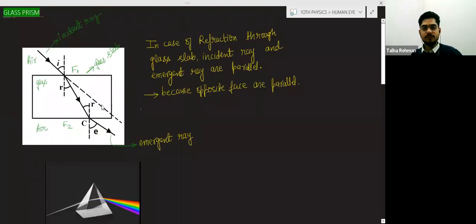Write this down and make the diagram also. They can ask you in the exam why in a glass prism the emergent ray is not parallel to the incident ray, but in the case of the glass slab the emergent ray is parallel to the incident ray. So you can answer it like this: because in the case of the glass slab opposite faces are parallel, but in the case of the glass prism opposite faces are not parallel. Write it down. And there is no need to draw this. This is just the example I have shown here so that you have a better understanding of the glass prism.